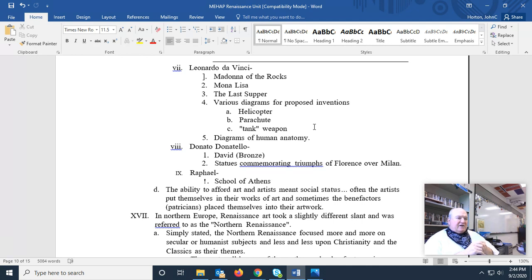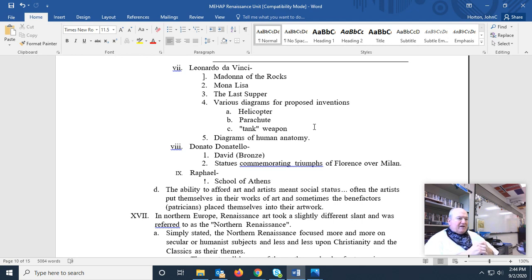Leonardo also did diagrams of human anatomy. As it says there, Donatello's David, statues commemorating the triumphs of Florence over Milan, and then, of course, Raphael, the School of Athens, which is the one we just saw. That was the School of Athens.